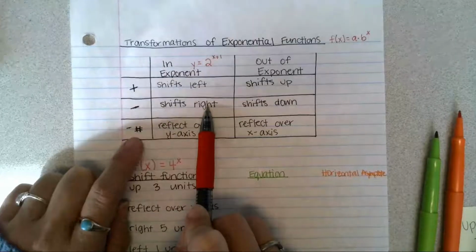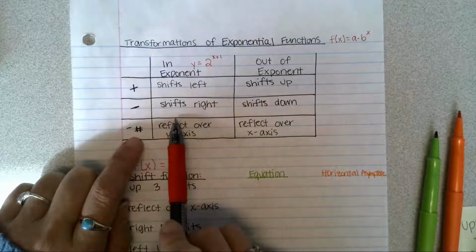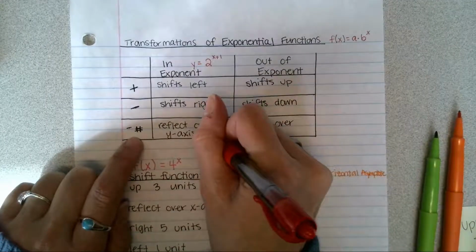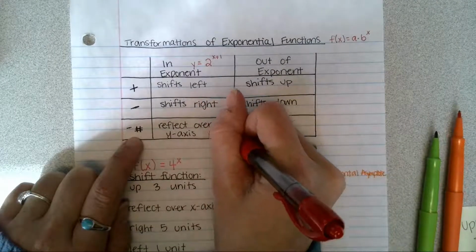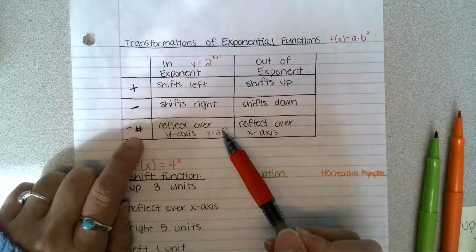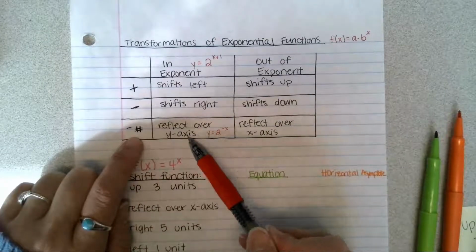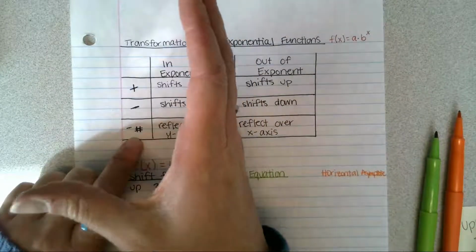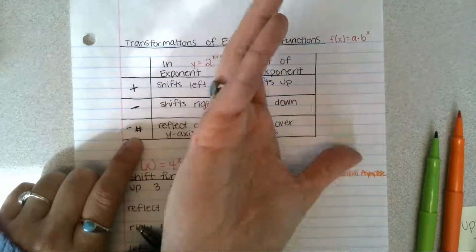And then when you see this negative number here, that means that if I were to make x negative, which would look like y equals 2 to the negative x, that would take my graph and reflect it over the y-axis. Remember, the y-axis is the vertical one, so that would take my graph here and flip it around.